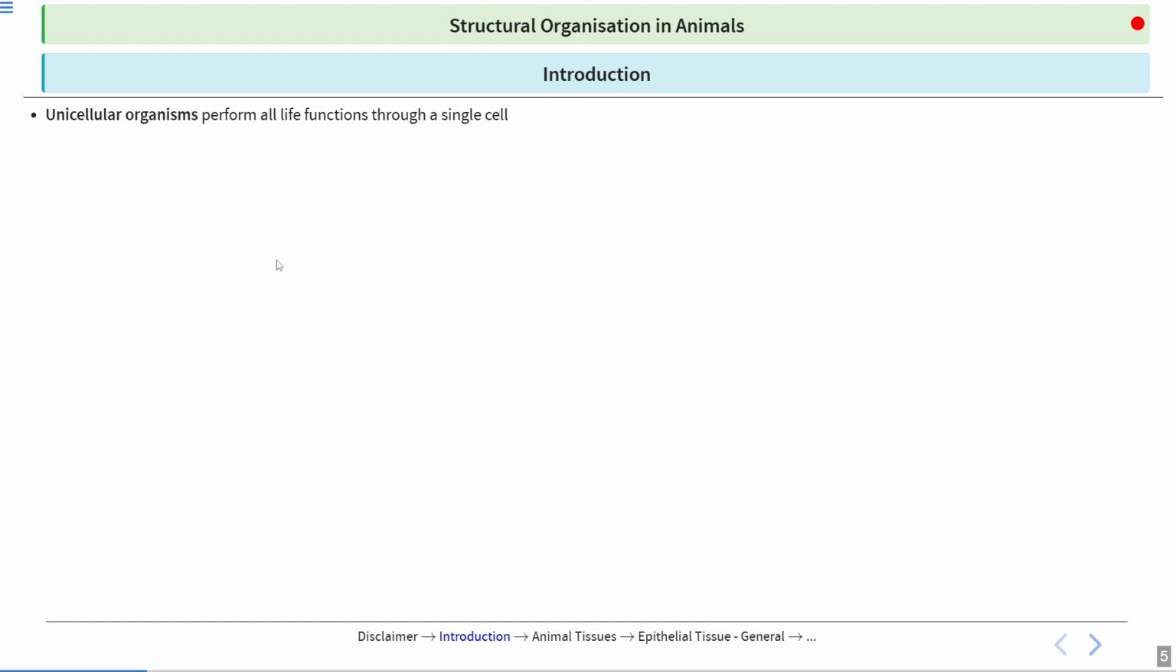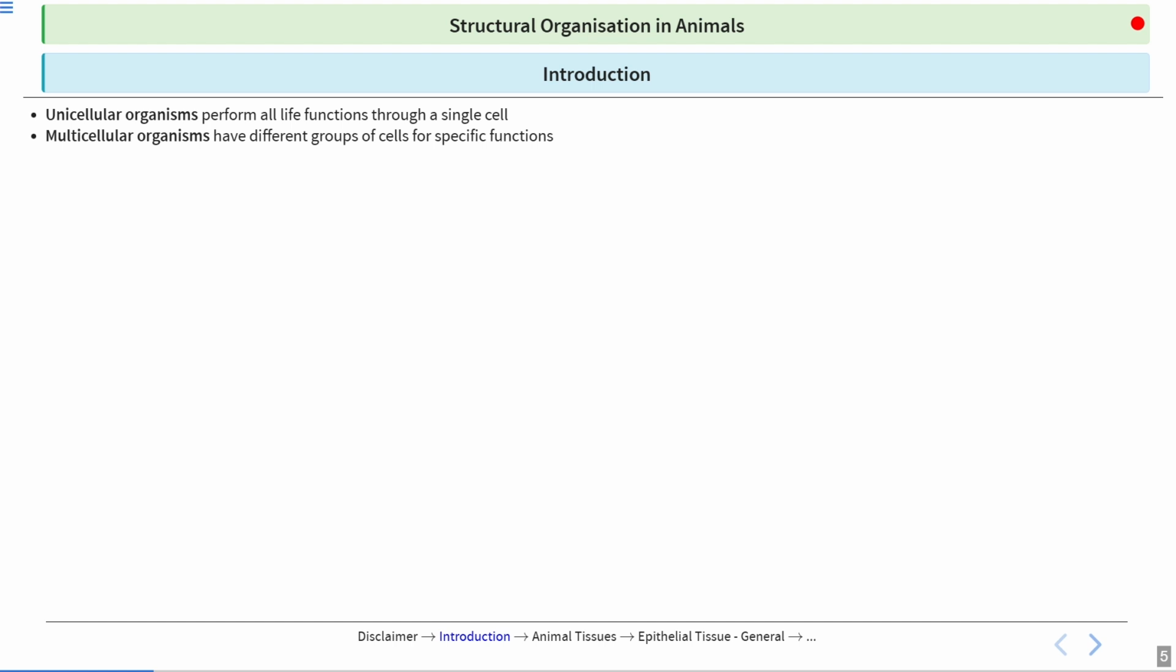Unicellular organisms perform all life functions through a single cell, right? So unicellular organisms are made up of just one single cell. All the metabolic activities are going to be performed in that cell only. And a very good example of a eukaryotic unicellular organism is amoeba, right?